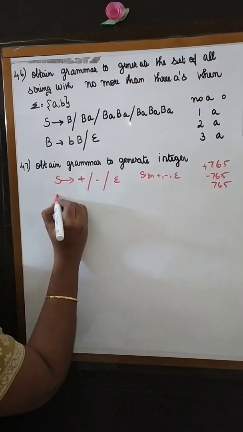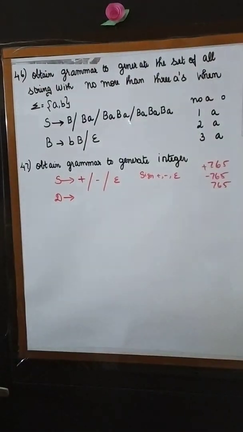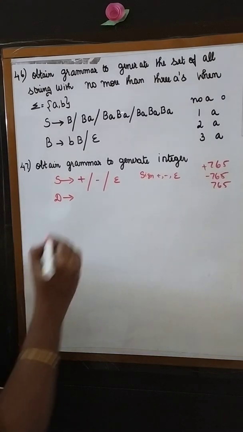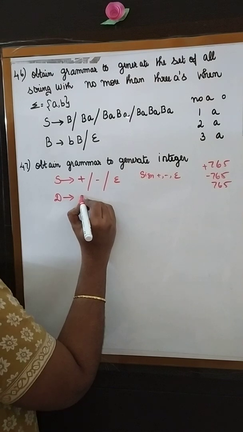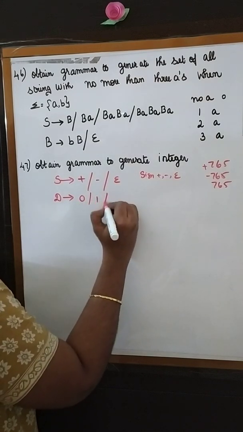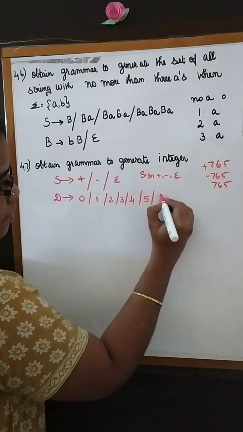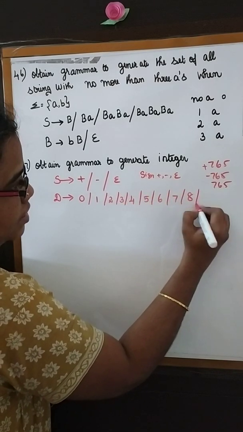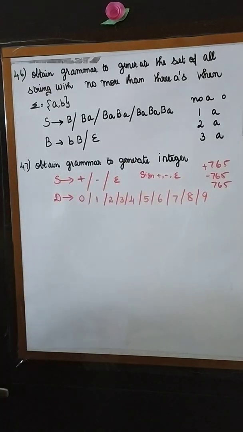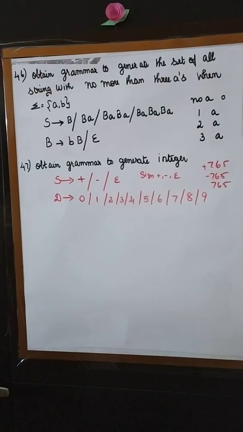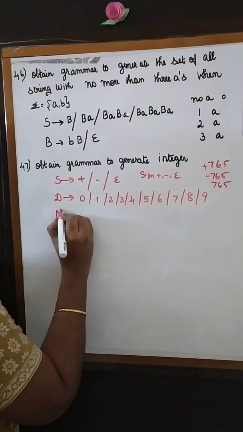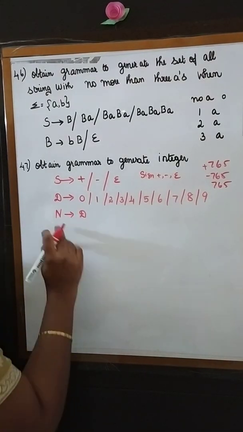Next I am going to define digit. What is my digit? Either I can have 0. Digit is going to have each number. So what numbers can I have? Decimal digits, that is 0, or otherwise 1, or 2, or 3, or 4, 5, 6, 7, 8, 9. With this combination only, we'll form a number.